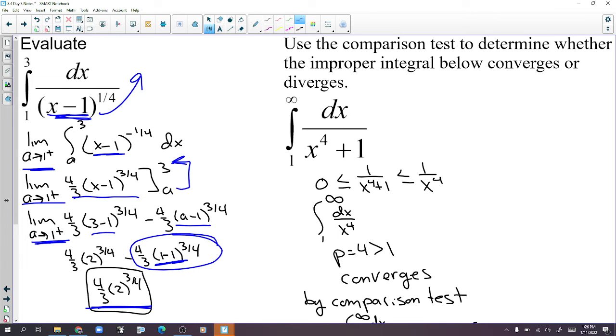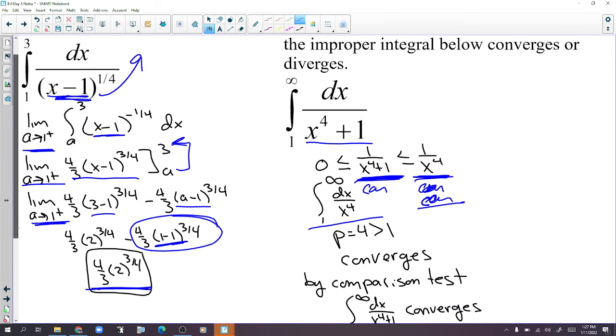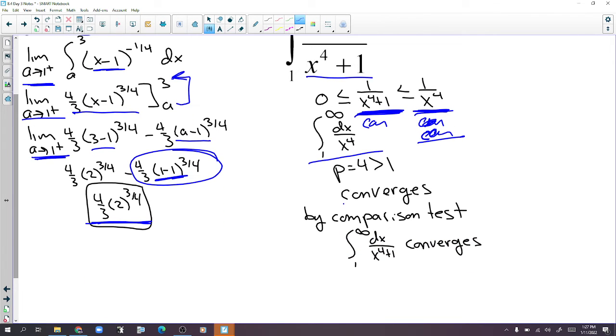Use a comparison test to determine whether the improper integral below converges or diverges. We're going to compare this to 1 over x to the 4th. We integrate this one. If we can show that this one converges, then this one is decreasing faster. So if we can show this one converges, then this one definitely converges. And we show that p is 4, which is greater than 1. That means that converges. By comparison test, this one converges.